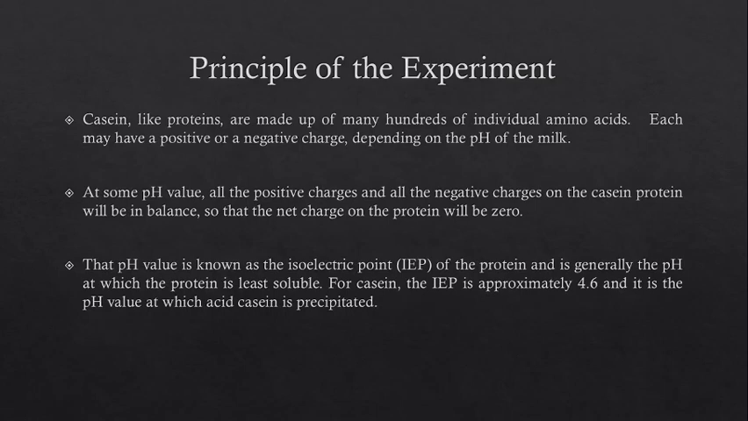At some pH value, all the positive and negative charges on the casein will be in balance, so the net charge on the protein will be zero. The pH at which the net charge on the casein is zero is known as the isoelectric point, and that pH is 4.6. So at a pH of 4.6, casein is least soluble in the milk, and the casein is isolated or precipitated out.